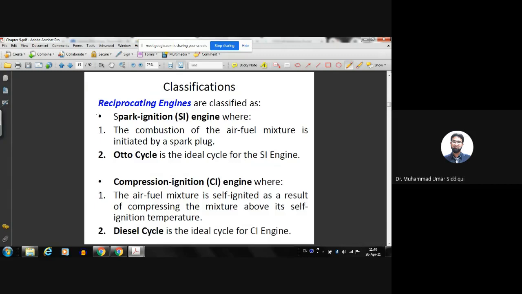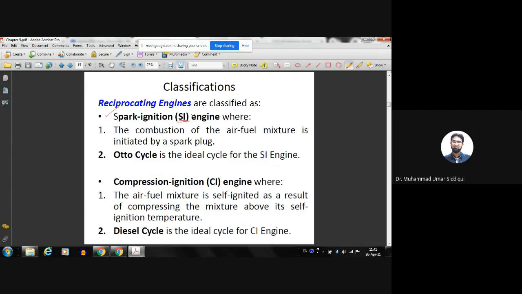Now the spark ignition engine, or the SI engine, is a kind of engine where, once we add the fuel to the air, we compress the air-fuel mixture, and then for the combustion to occur, we need a spark plug. The spark plug is a device which produces a spark, and this spark is enough to combust the air-fuel mixture. Since the combustion for these kinds of engines occurs because of the spark produced by the spark plug, that's why they are known as spark ignition engines.